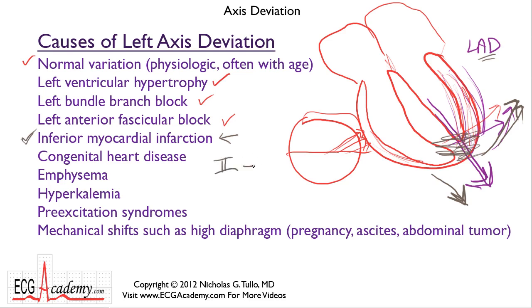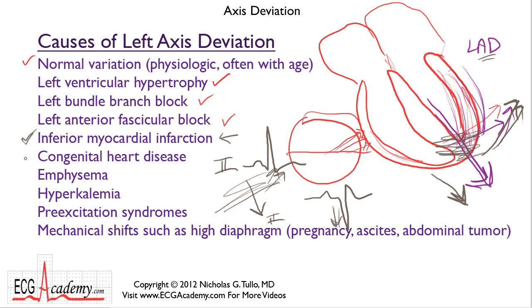Usually in lead 2, you'd expect to see a fairly healthy R wave, but in an inferior wall MI, those forces headed towards lead 2 are conspicuously absent, and in fact you wind up with a Q wave and a shift in the axis with most of the electrical signal being below the baseline. And that tells you that the electrical signal is headed away from lead 2, up in this direction.